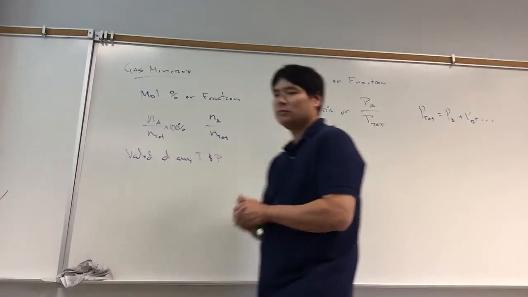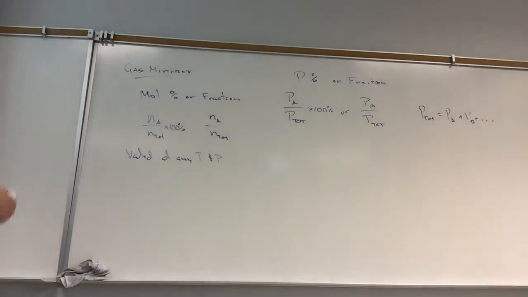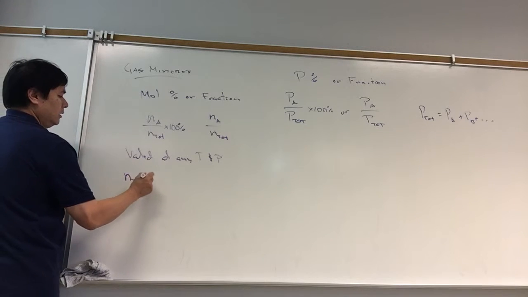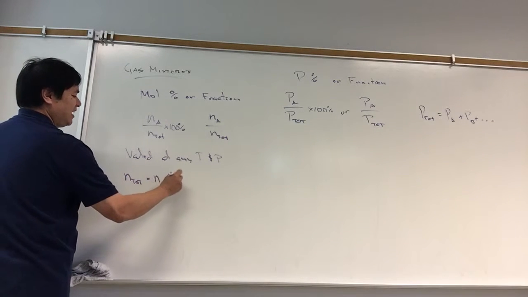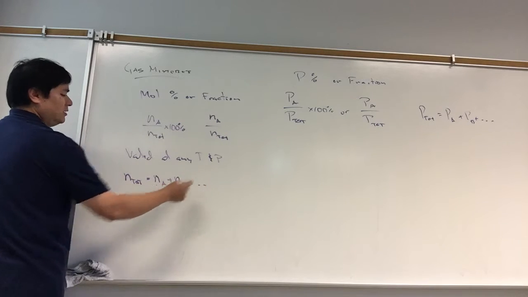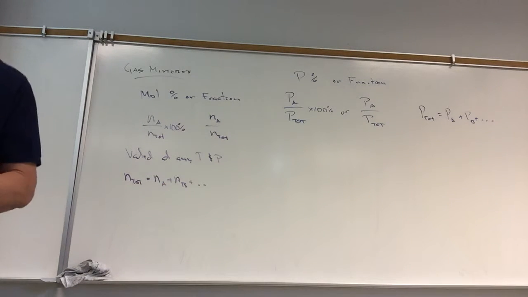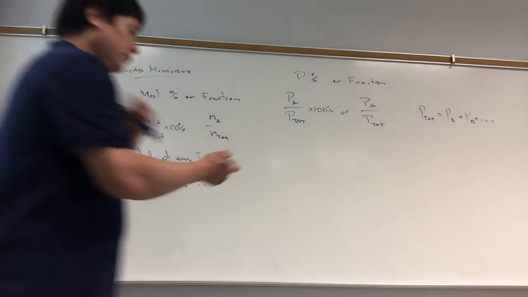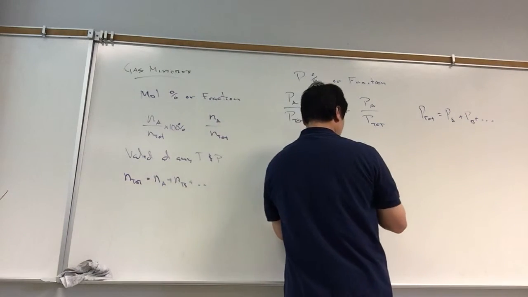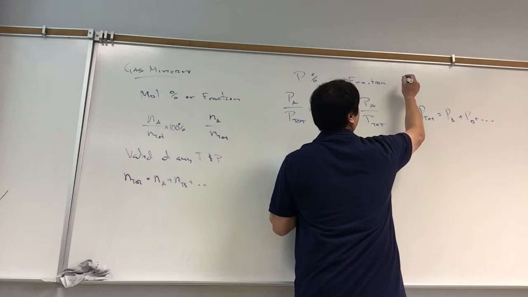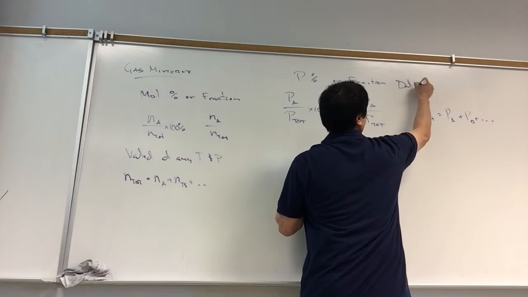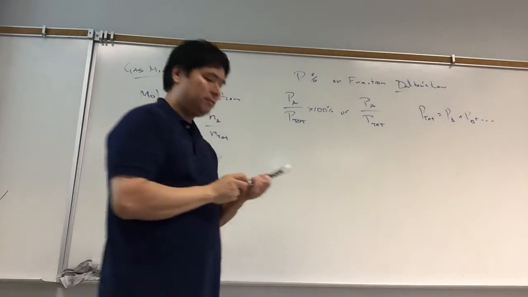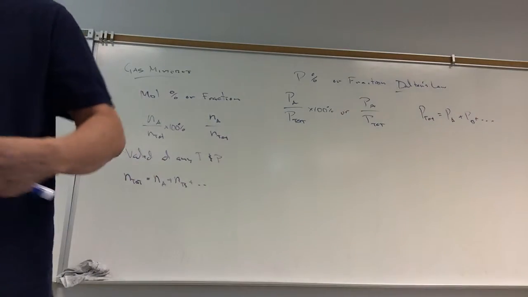We could do the same thing over here. For the total, N total is equal to NA plus NB plus, just sum up all the moles of each component. We get the total. So this one is called what? This one's called Dalton's law. And then we have something called the mole fraction, right?